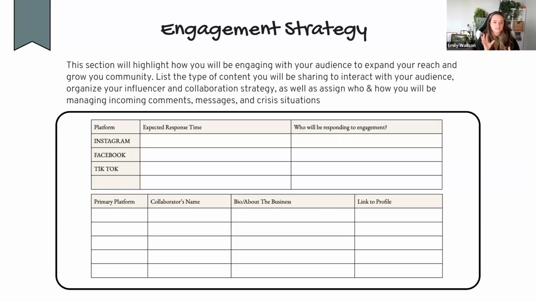I know that sounds a little scary and it sounds a little complex, but you can break it down very easily. So start by going through all of your platforms, listing out your expected response times. Maybe you want to give people a day before you answer certain comments on certain platforms, or maybe you want to be available like 24/7 to answer comments. Maybe your expected response time is 12 hours because that's what you've given yourself.